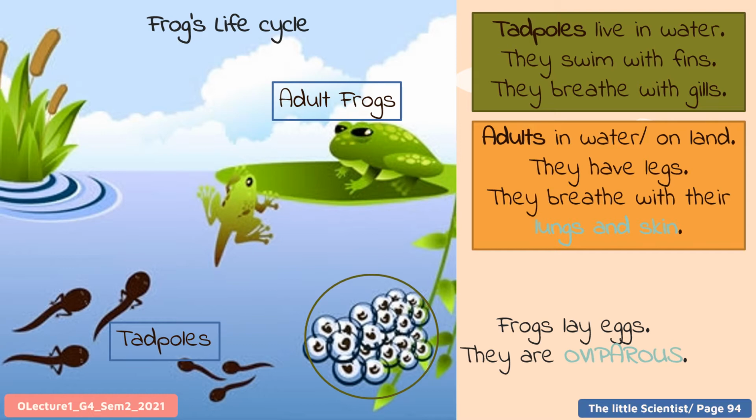So tadpoles change a lot while growing. They lose their fins and grow legs to move. They lose their gills and grow lungs to breathe. Frogs have small lungs. For this reason, they also use their skin to breathe.